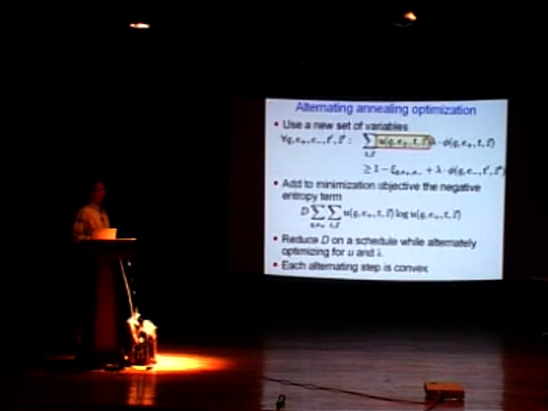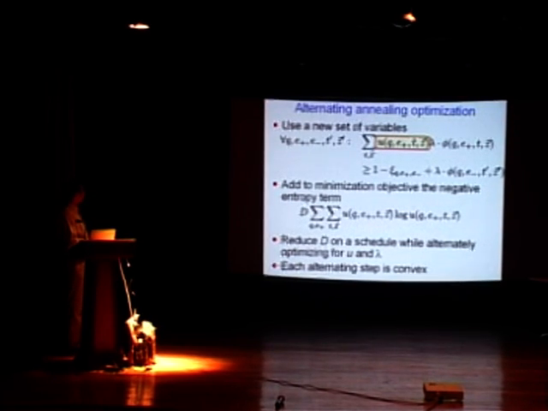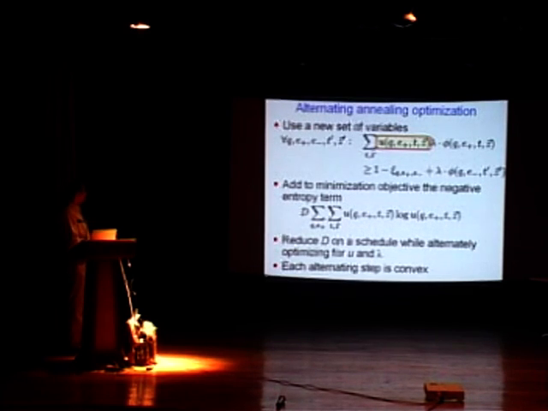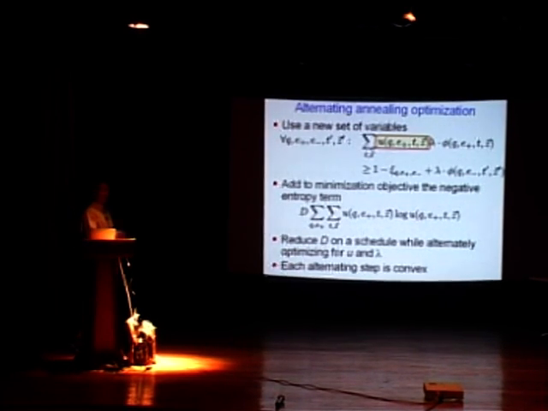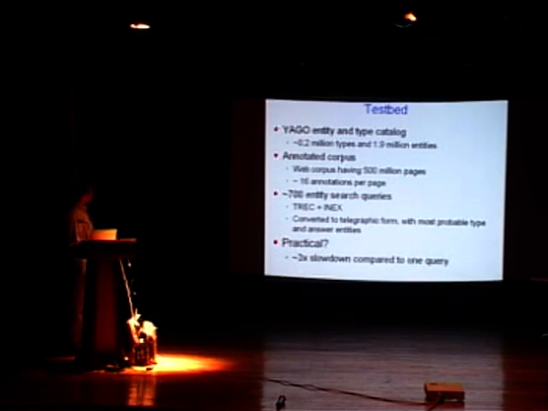support vector machines with latent variables. So I can talk about that offline with you if you want. And then the annealing protocol has an entropy term which you need to pull down to 0. And so it turns out that it's an alternating optimization where each alternating step is convex, but the overall program is not. So our test bed had about 200,000 types and about 2 million entities.